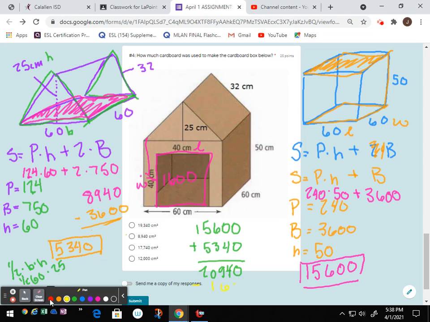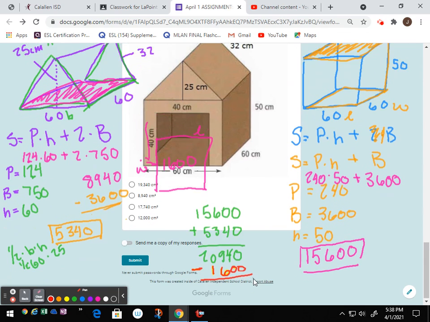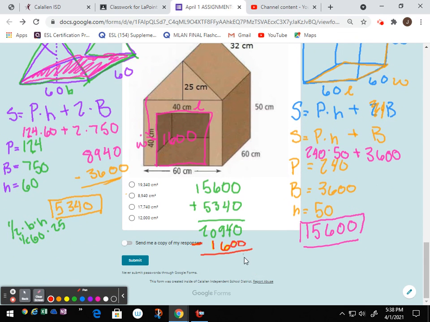We're subtracting 1,600. That's bad color writing. When we subtract that, we get 19,340 centimeters squared, which is answer choice A.